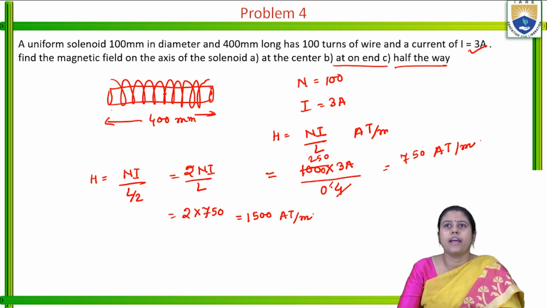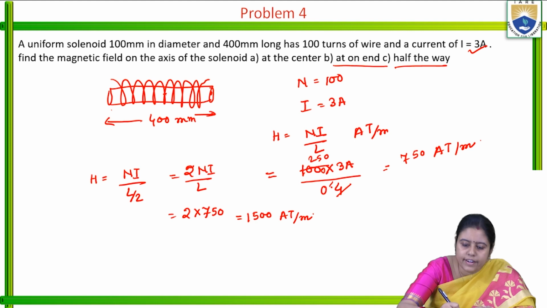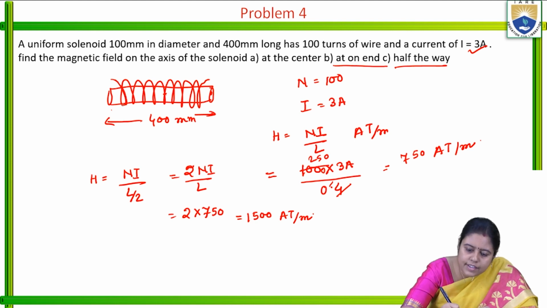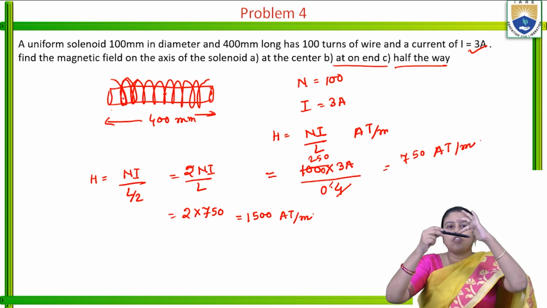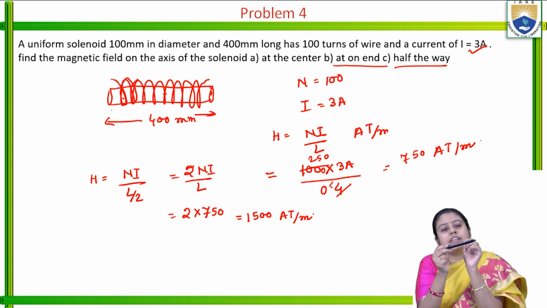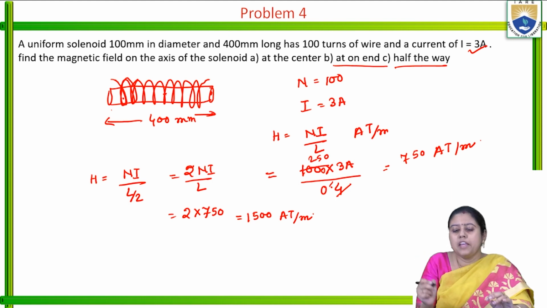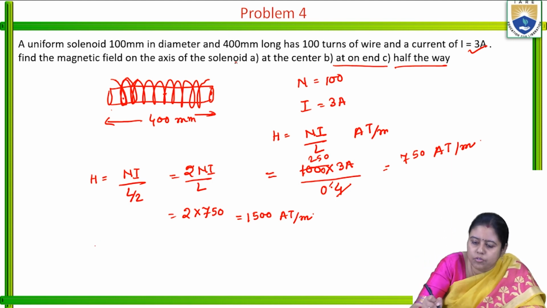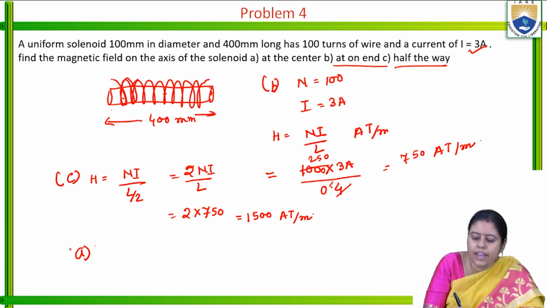Now we have to get it at the center. What is the meaning of at the center? If we think of this as a solenoid, there is some circular path, and at the center means not the halfway, center means at the midpoint. For the midpoint H we are now doing, this is question number B, this is our question number C. Now we are doing the H.